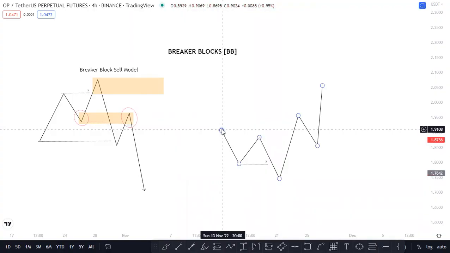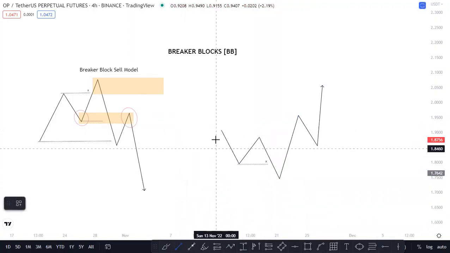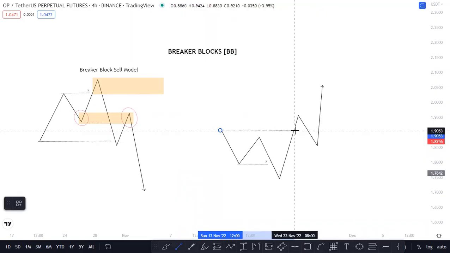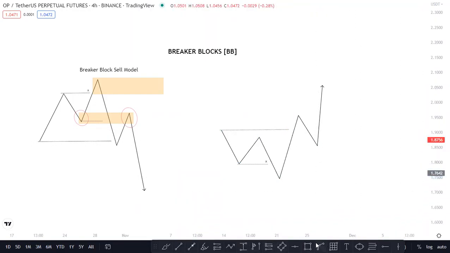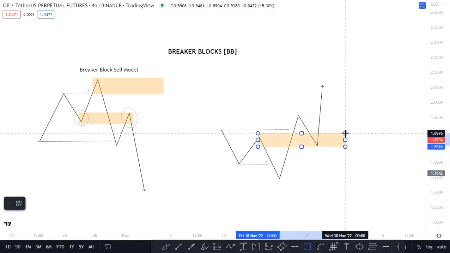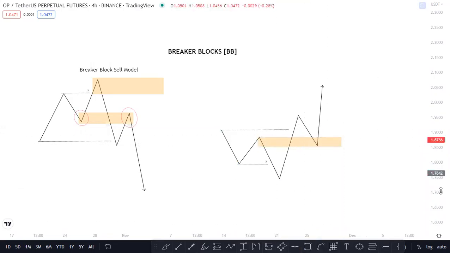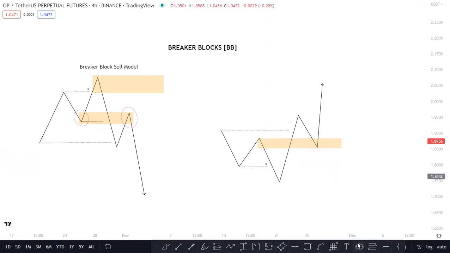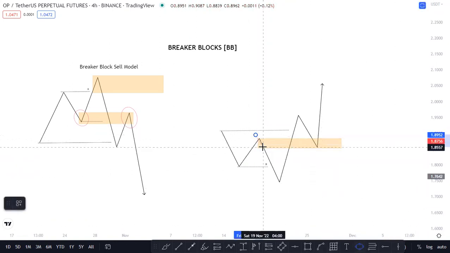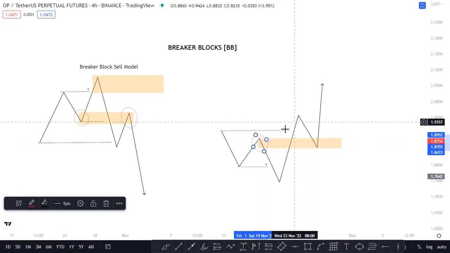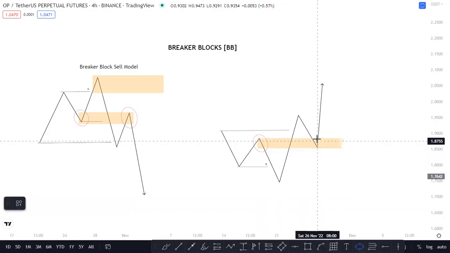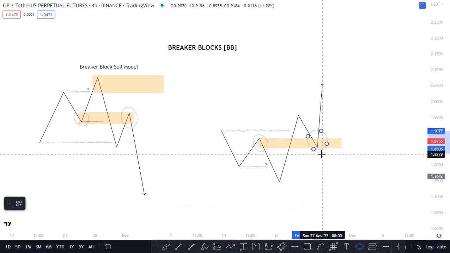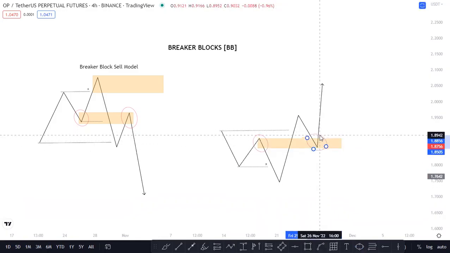We break structure here. We had our BOS here. We break structure here, we break structure here. Then price will be buying from this breaker block at this point. There will be a breaker block. This supply zone that price violated, we switch to a breaker block to buy to the upside. Price will come back, mitigate that zone, then buy to the upside.